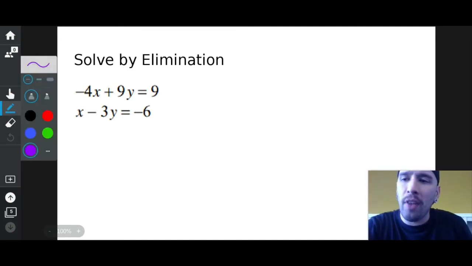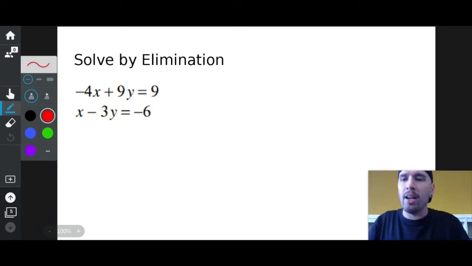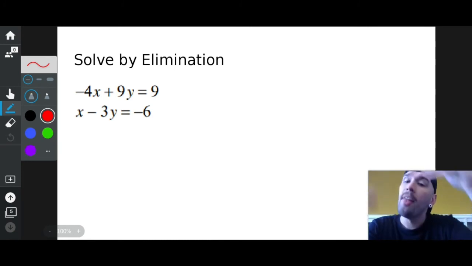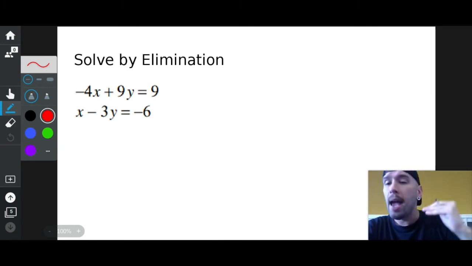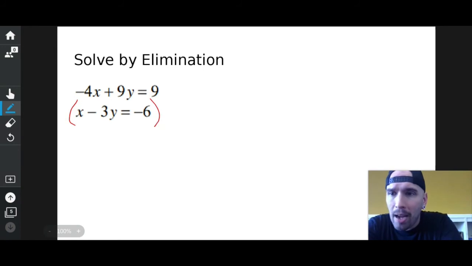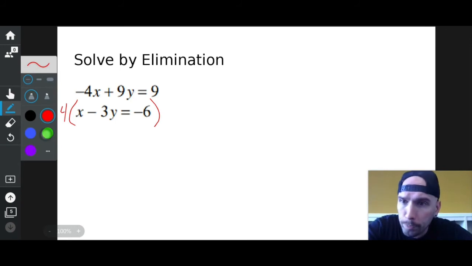How can I get rid of x if I have a -4x up there and a regular x down there? Well, if only I can make the bottom x regular 4x. That way the -4x up here and the 4x down there can cancel each other out. Well, we can do that. Why don't we just multiply the entire bottom by 4? It's kind of like in the last problem when we multiplied everything by -1. This is the same thing, but I'm just multiplying the entire bottom by 4.